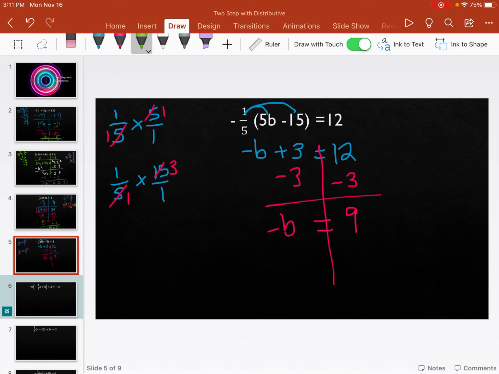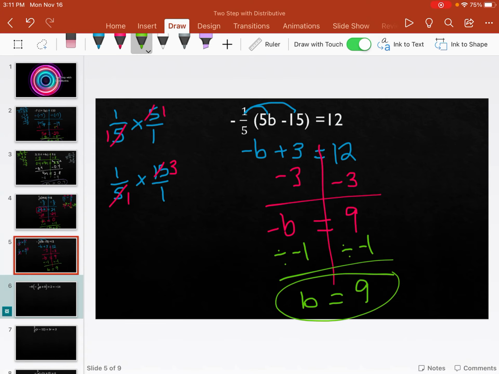And this is what we were just talking about on the last slide. So if that's the opposite of b, I'm going to divide by negative 1 and get that b equals positive 9. You totally could have canceled out that 1/5 by multiplying by the reciprocal, right? And you would still get 9 as your answer either way.